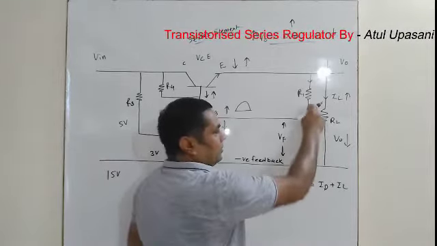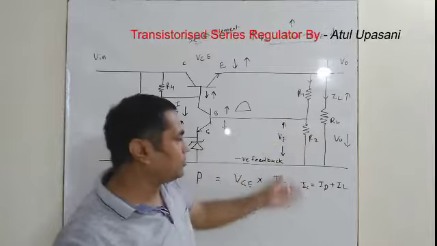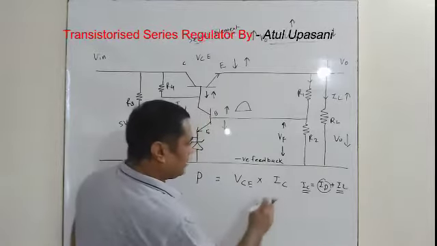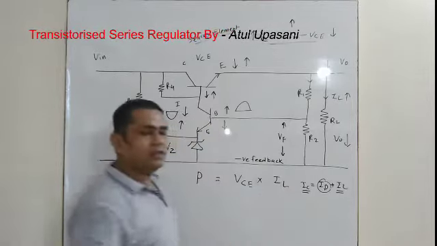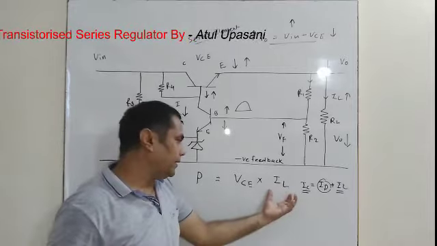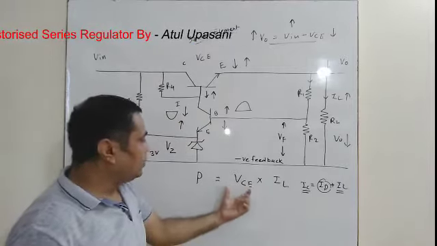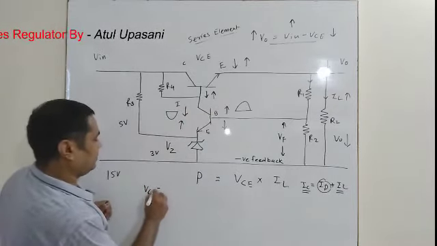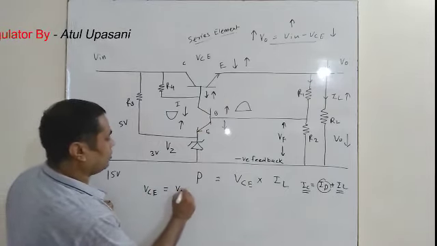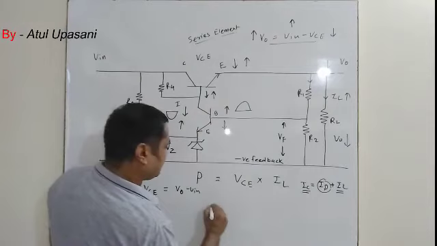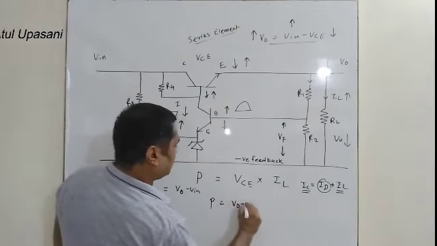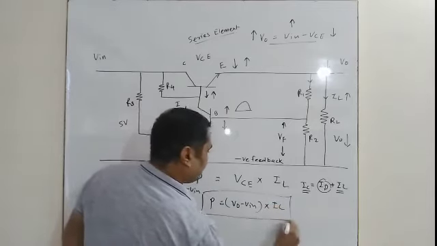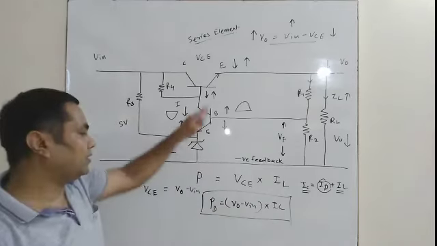In this divider, the resistor values are very small, so that is why ID is negligible. So collector current is almost equal to the load current. So here we can remove it, and instead of writing IC, we can write IL. Now what is VCE? VCE can be calculated using this formula: VCE equal to VO minus Vin. So instead of writing this, power equals VO minus Vin multiplied by IL. So in this way, we can calculate the power dissipated in the transistor using this formula.